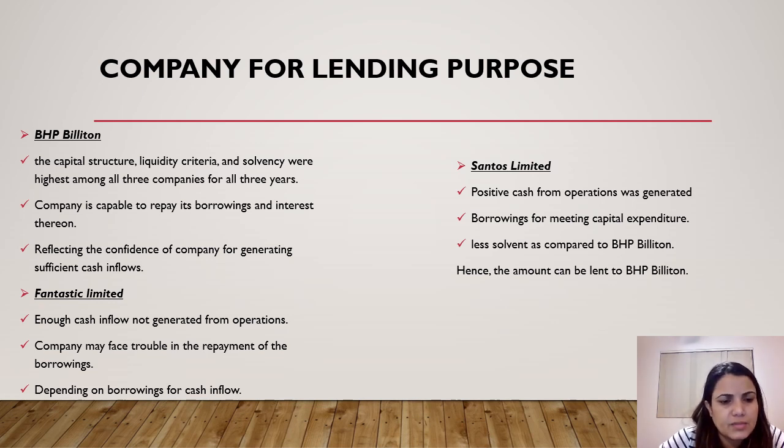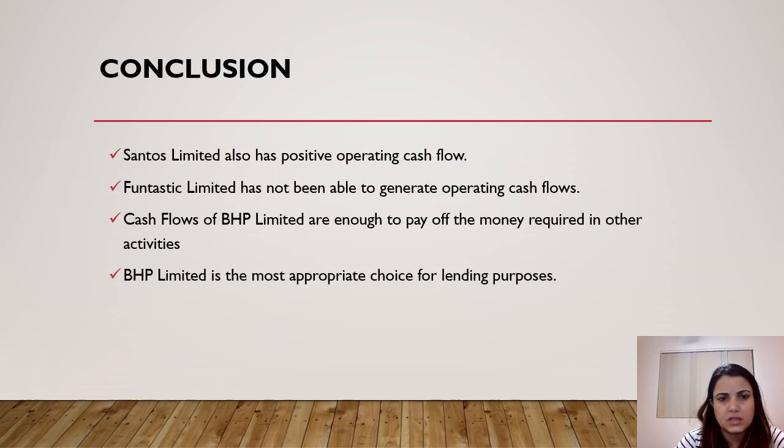Whereas in Fantastic Limited, enough cash inflow is not generated from operation, so the company may face trouble in the repayment of the borrowing. Likewise, in Santos Limited, positive cash from operation was generated, whereas there was borrowing for meeting capital expenditure. It is less solvent as compared to BHP Billiton, hence the amount can be lent to BHP Billiton.